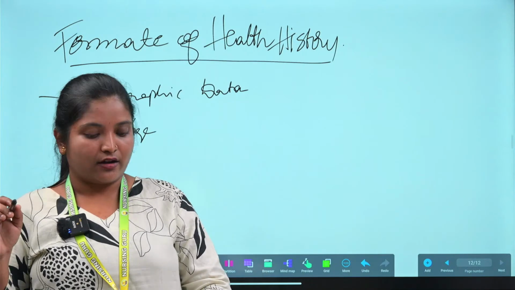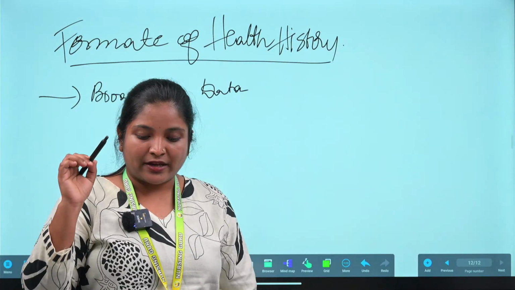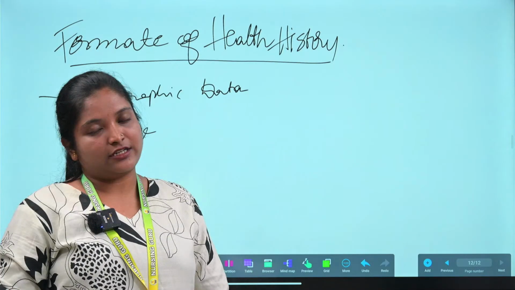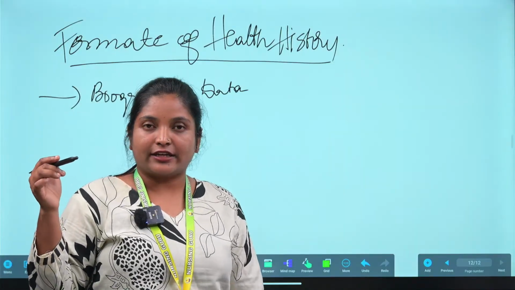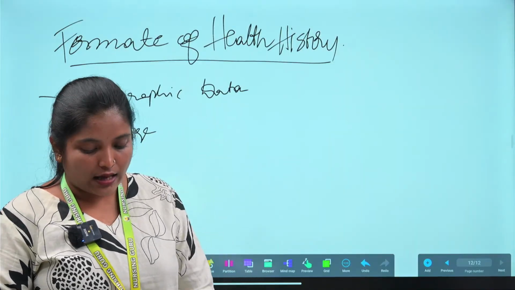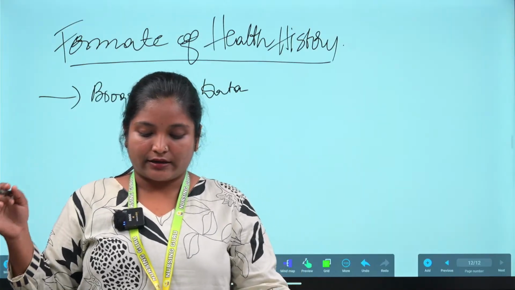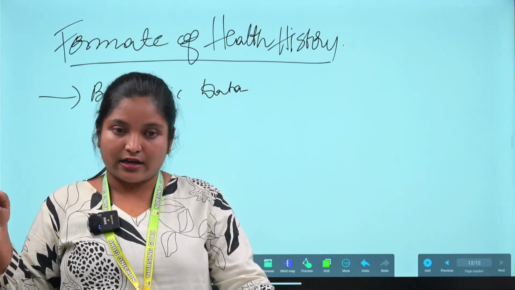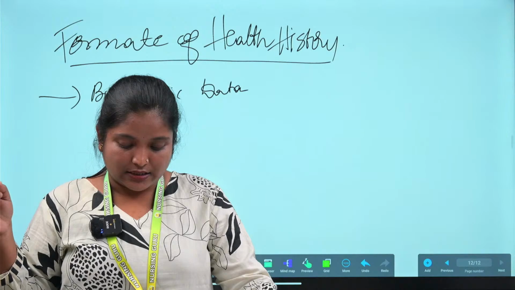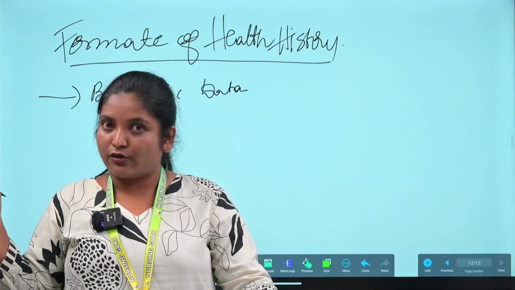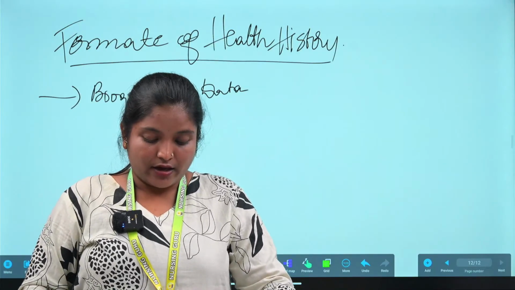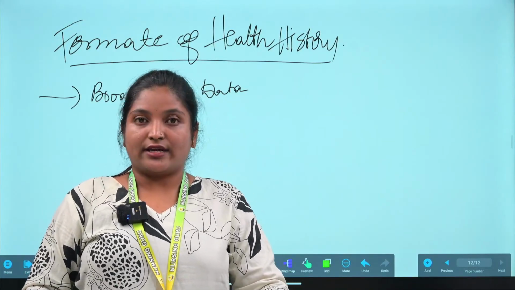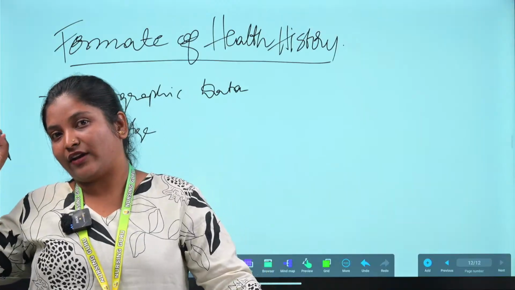The next one is menstruation. If it is a woman patient, you have to ask about menstruation, whether they are getting regular periods. Ask the age at menarche, regular or irregular, and the LMP, the last menstrual period. Then regarding menopause also you have to ask, if it is a woman client. The next one is details of immunization, whether they have taken any kind of vaccination or not.